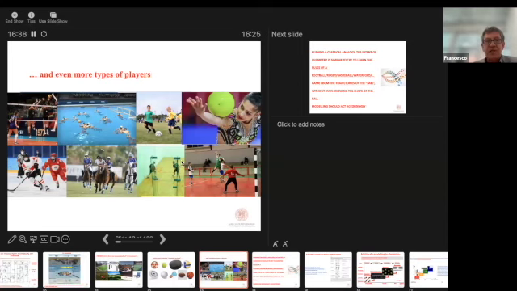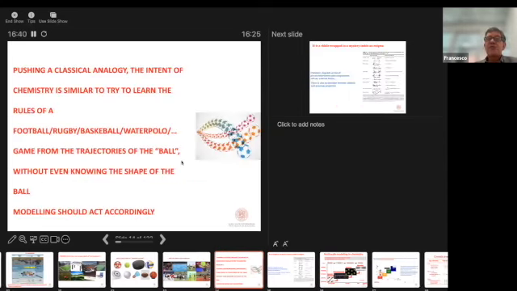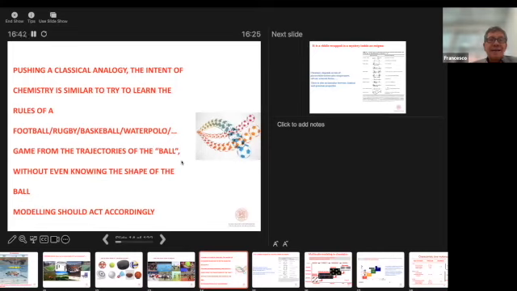Okay, this is the macroscopic picture. But if we want to push a classical analogy, the intent of chemistry is similar to trying to learn the rules of a football or rugby or basketball or water polo match from the trajectory of the ball. So we know where the ball is in principle. This is what we know, but we don't even know the shape of the ball quite often.